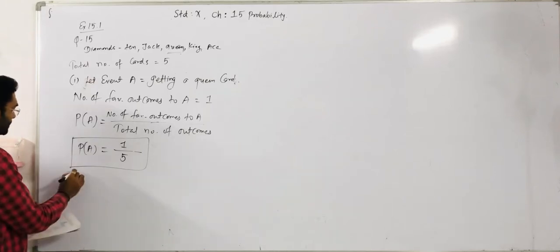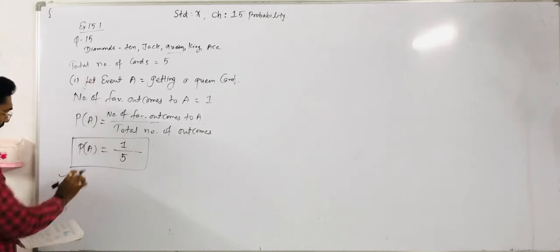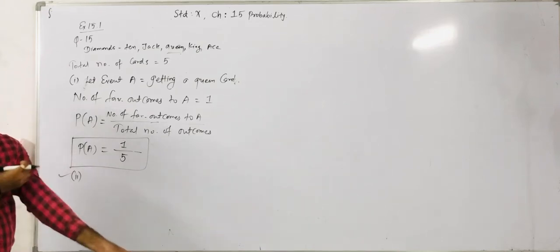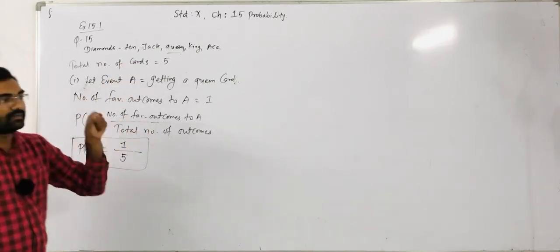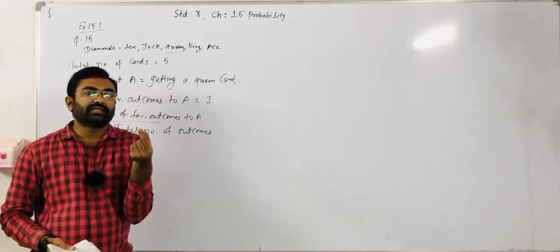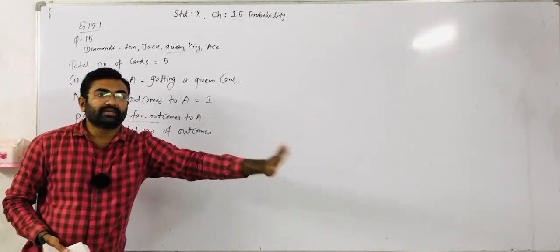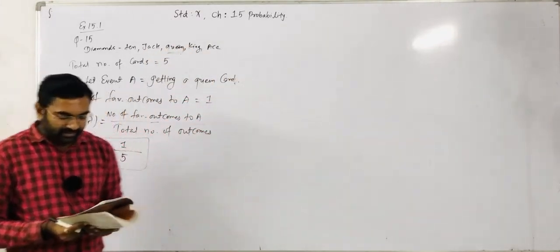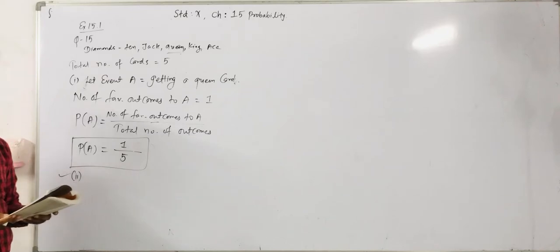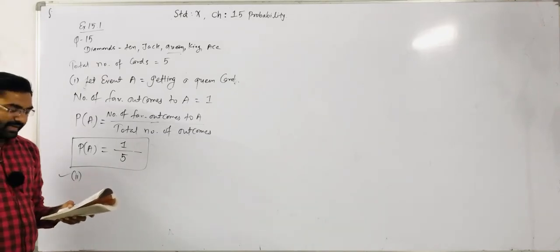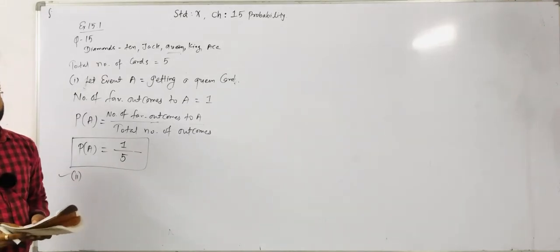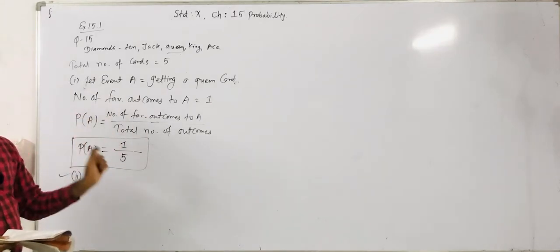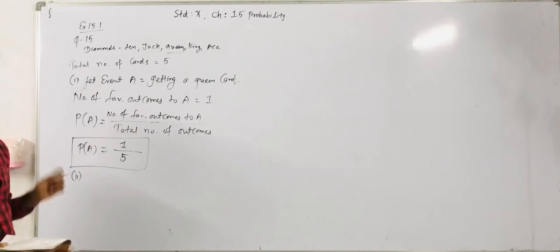Now the second question is given, and this is important. They say if the queen is drawn and put aside from the 5 cards, that is, if you take 1 card and it is a queen card, then you put it aside. Then what is the probability that the second card picked is an ace card, and a queen card? After putting the queen card aside, you have to find the probability of an ace card as well as of a queen card.